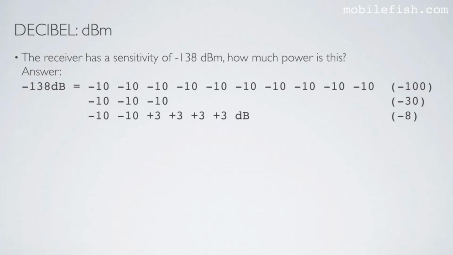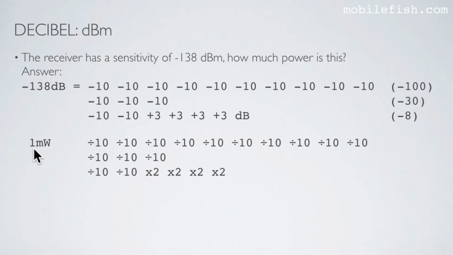Here is another example. The receiver has a sensitivity of minus 138 dBm. How much power is this? We start with minus 138 dB. Minus 138 can be written as this. If you calculate these values, it is minus 100. If you calculate these three values, it's minus 30. If you calculate these values, it is minus 8. So total is minus 138.